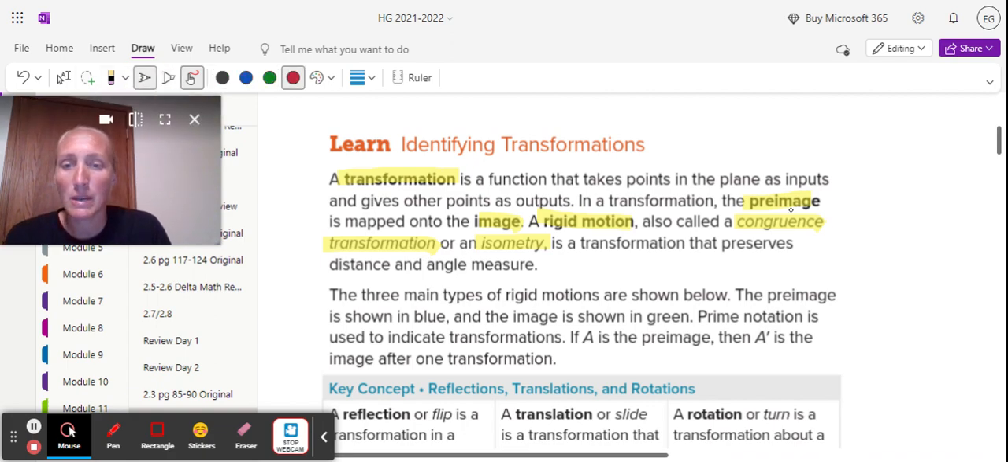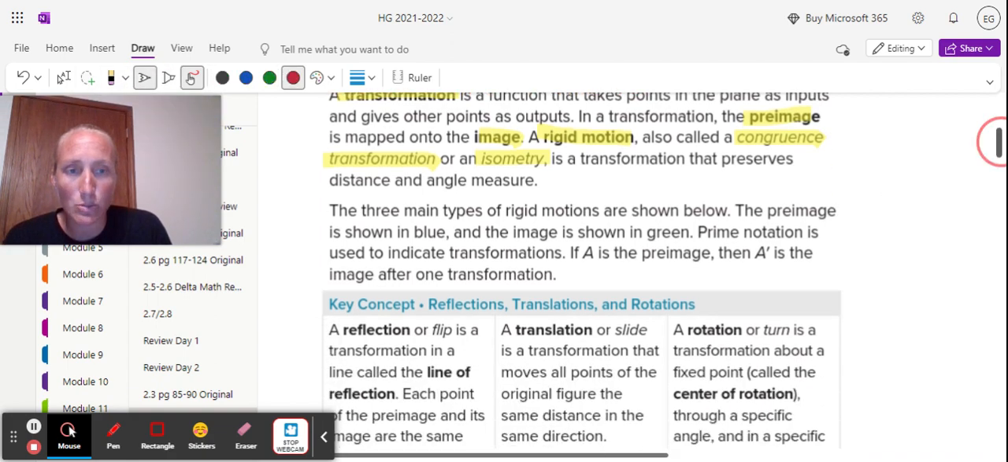The three main types of transformations we talk about are the reflection, the translation, and the rotation. Most of that is something you should have heard about. A transformation is the overall concept of what these three things are. For each one, you're going to have a pre-image and an image, the start and the end. All three of these are rigid motions, which are also called congruence transformations, which are also called isometries.